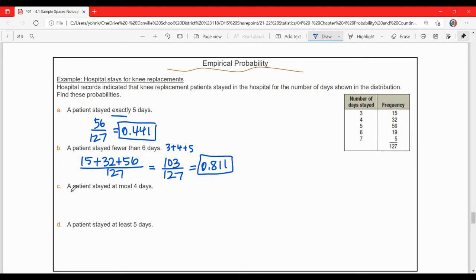If I look at a patient who stayed at most 4 days, that means 4 days or 3 days, that's the bottom. So we're looking at just 4 and 3. So that means I've got 15 plus 32 over 127. That's 47 over 127, 0.370.